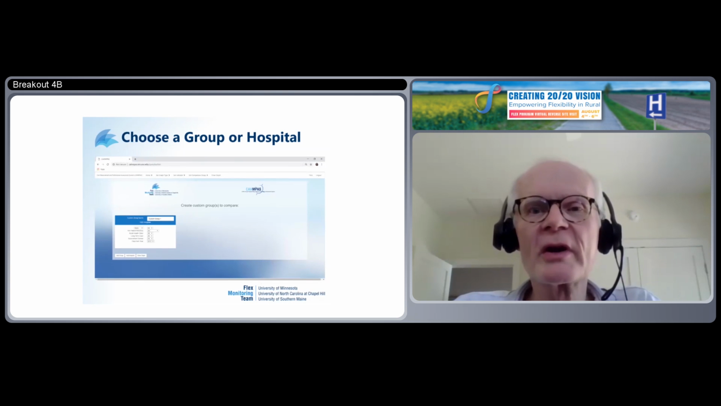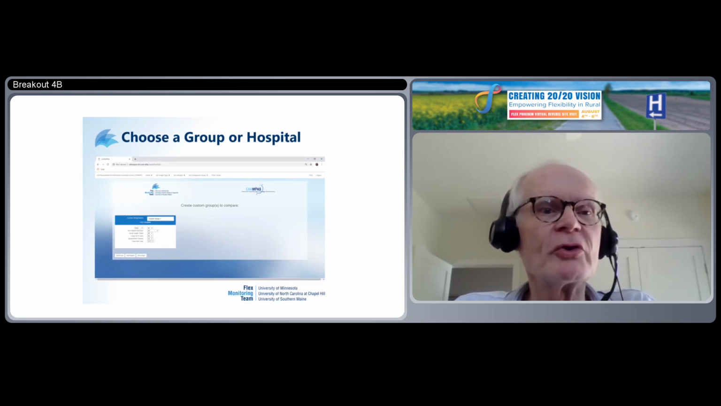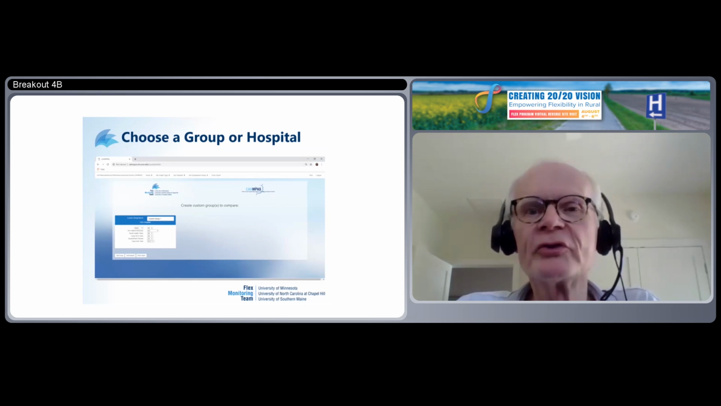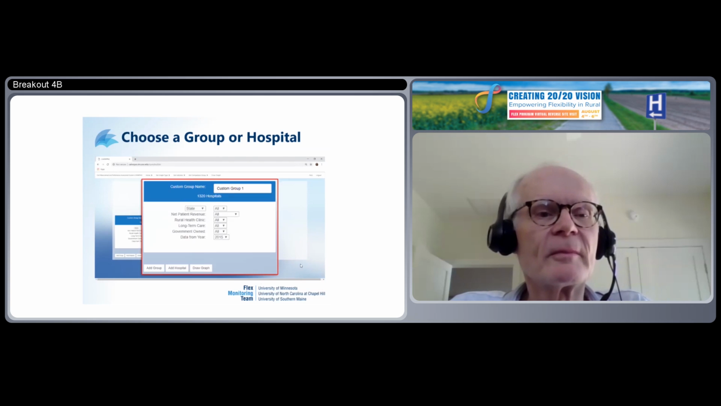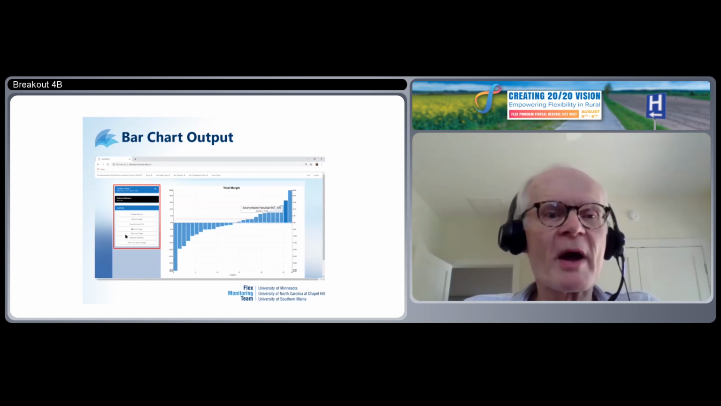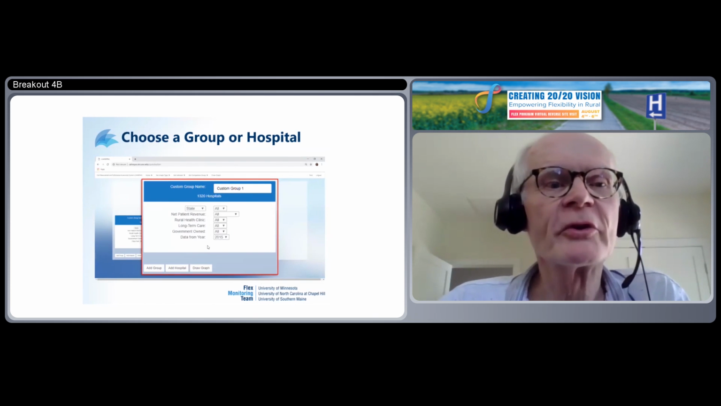So when you start getting into the program itself, the first thing it will ask you to do is whether you want to choose a comparator group or not. Next slide, please. Sorry, go back one, please. Yeah, that's it. So here's the choices you have.